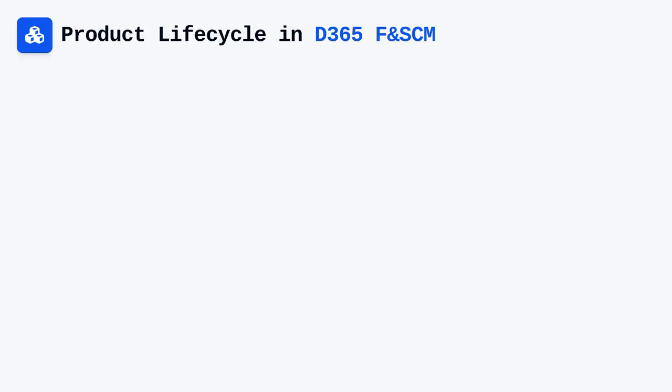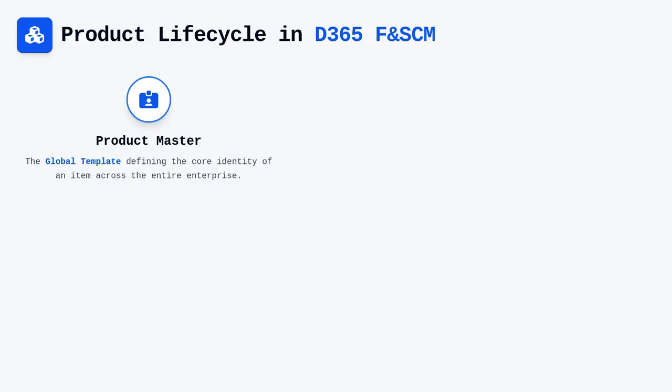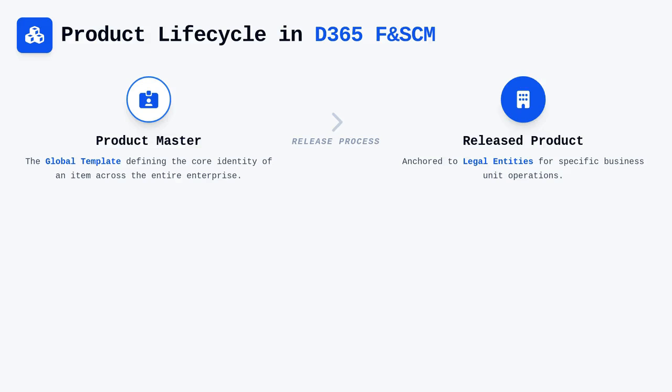In Dynamics 365 Finance and Supply Chain Management, the concept of a product is central to every transaction. You start by defining a product master, which acts as the template for all versions of a specific item across the enterprise. Once a product master exists, you proceed to release this item to specific legal entities.